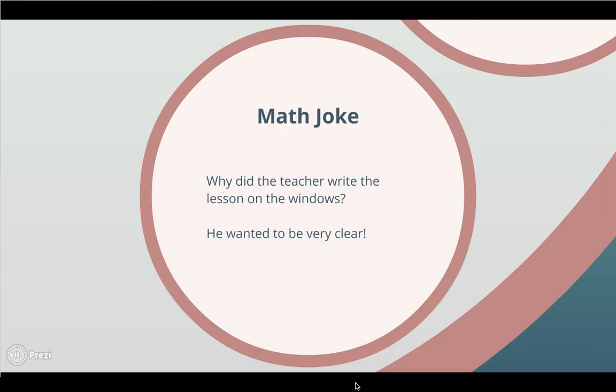Here's your math joke. Why did the teacher write the lesson on the windows? Because he wanted to be very clear.